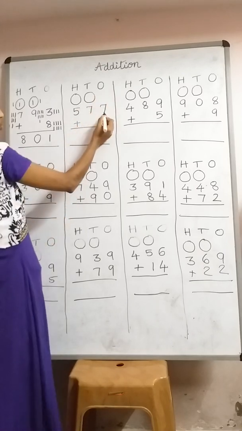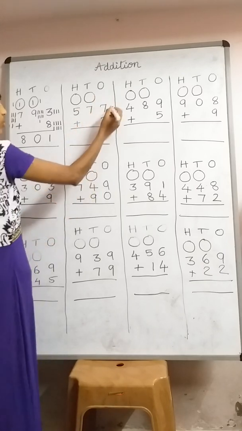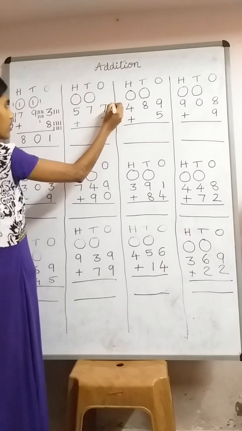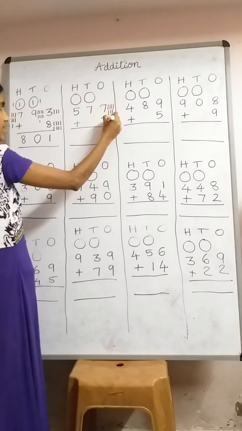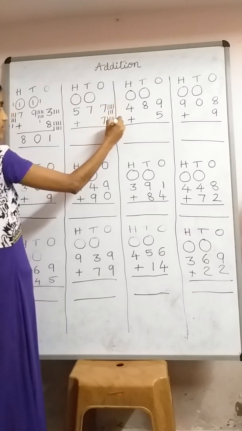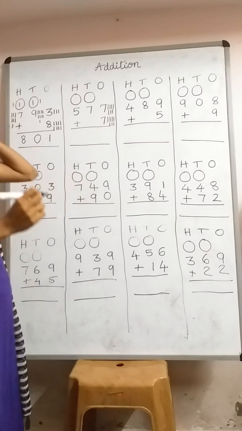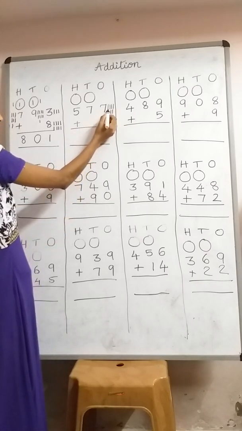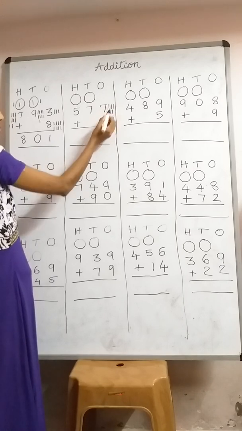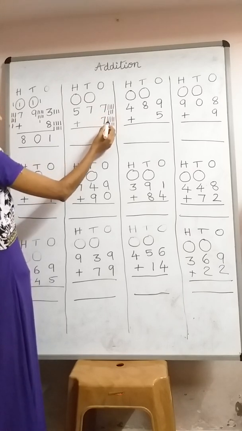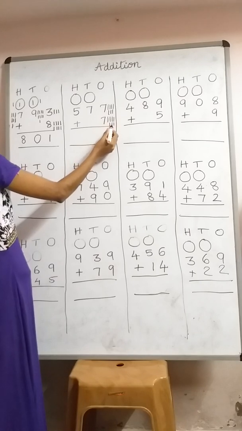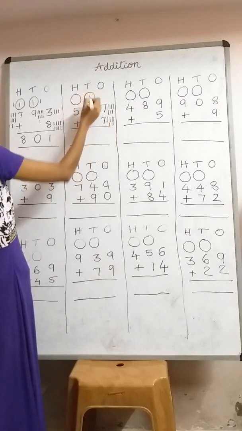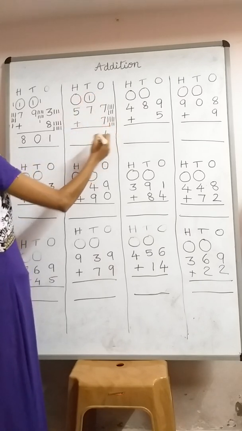So in the ones place we have 7 and 7. So what we'll do? Draw 7 lines. Here 7 lines. Okay, draw very neatly. So let us count the lines at the ones place. 1, 2, 3, 4, 5, 6, 7, 8, 9, 10, 11, 12, 13, 14. Carry a 1, write here 4.